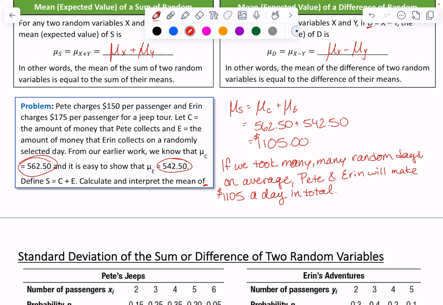Okay, so again, that's not to say that every day they'll make 1105, or even that on average they take 1105. No, it's that if we took a whole bunch of their days, that's what we should expect to find the average to be.